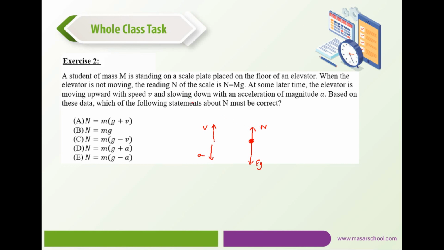Why is it slowing down? We have represented a to be downward because it's slowing down. Based on this data, which of the following statements about N must be correct? This can be solved using Newton's second law. F net is ma. We have the pull of gravity and the normal push. Now down is positive because the acceleration is down. That means mg minus N is ma. So isolating for N would be given by mg minus ma. Factoring out m, that would be m times (g minus a), and the correct expression in this case is E.